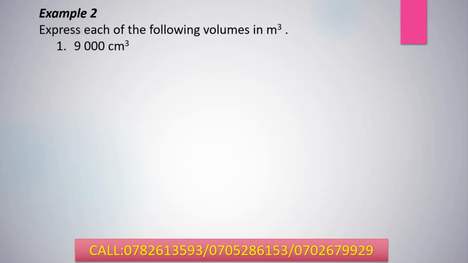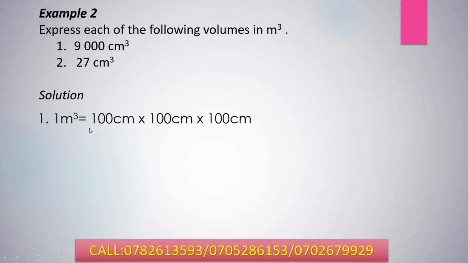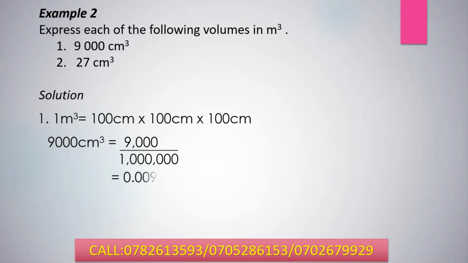Okay, another example. How do we go now to meters cubed? Those two numbers, 9,000. Again we saw 1 meter cubed is equal to 1 million. So now here it will mean that we shall divide the 9,000 by 1 million. Okay, and we shall get 0.009 meters cubed.